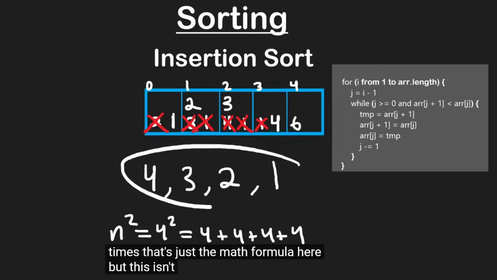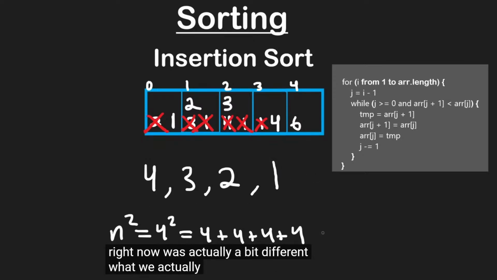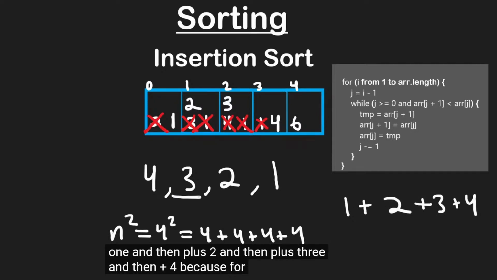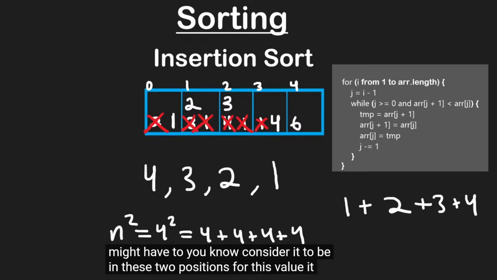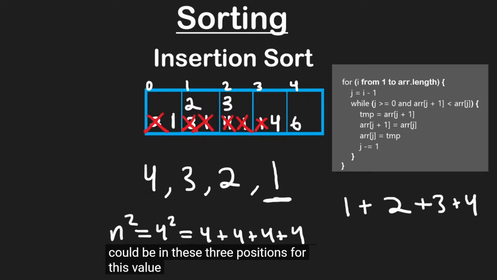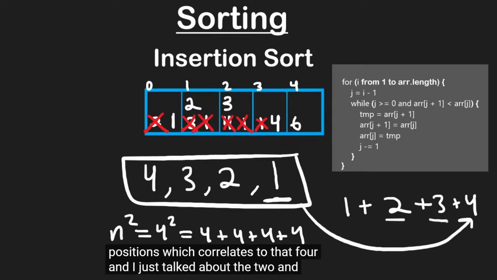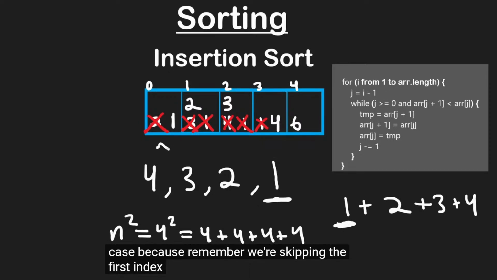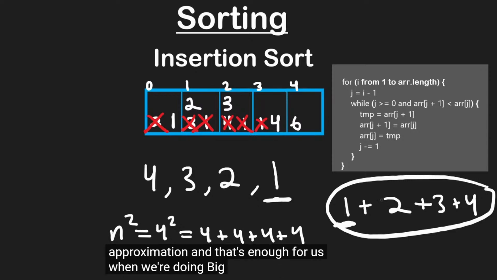But this isn't that. What we were doing right now was actually a bit different. What we actually have is something like 1 plus 2 plus 3 plus 4, because for this value we might have to consider it to be in these 2 positions. For this value it could be in these 3 positions. For this value it could be in these 4 positions, which correlates to that 4, and I just talked about the 2 and 3 case. And we might not have a 1 case because remember we're skipping the first index, but again this is just an approximation, and that's enough for us when we're doing big O time complexity.